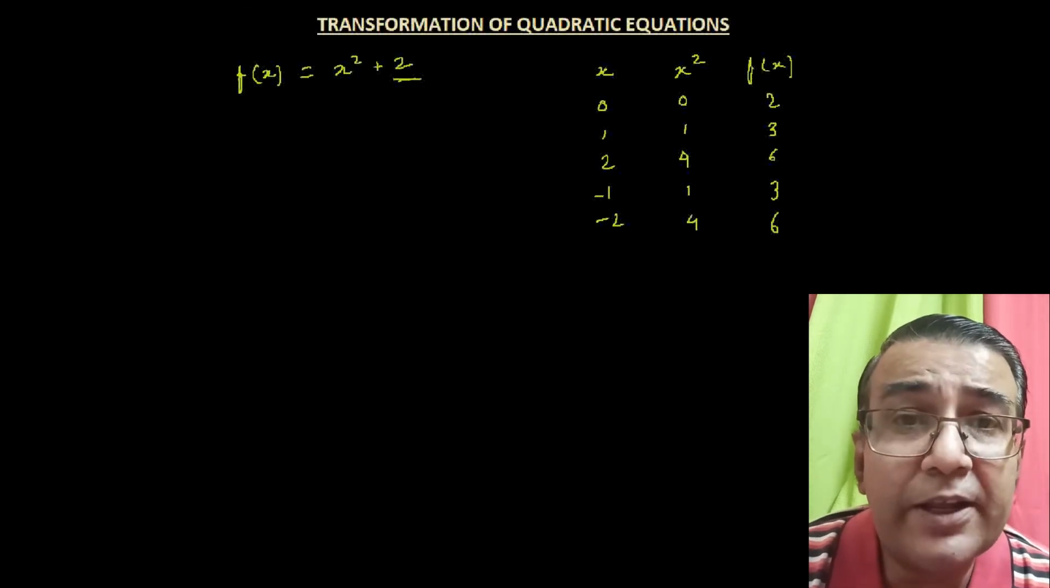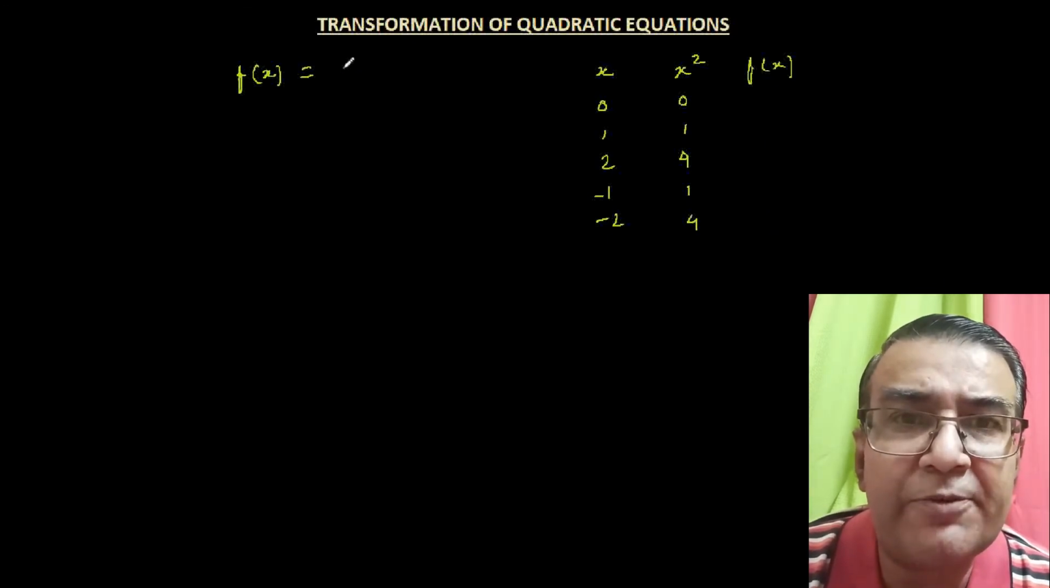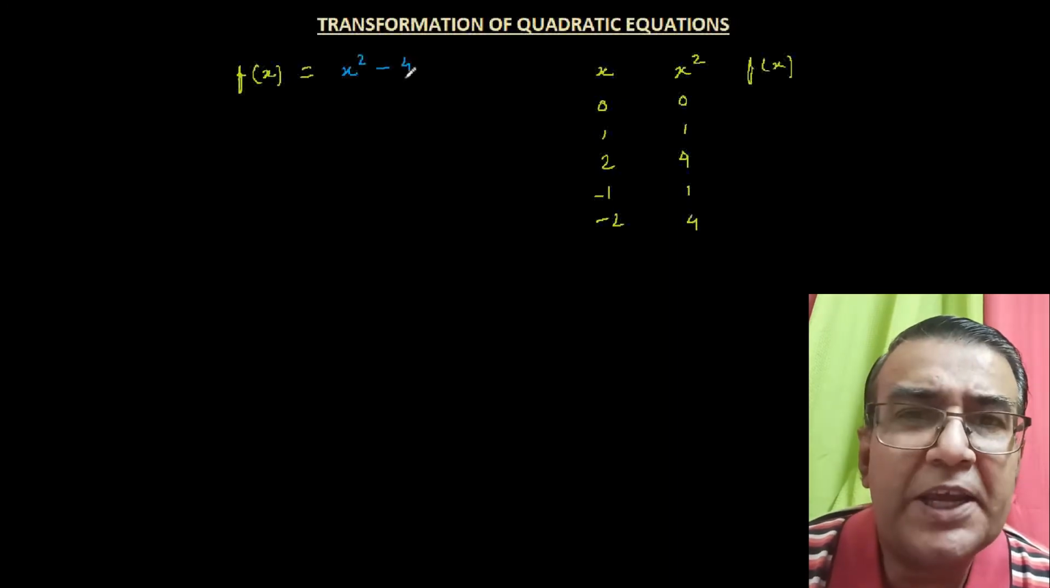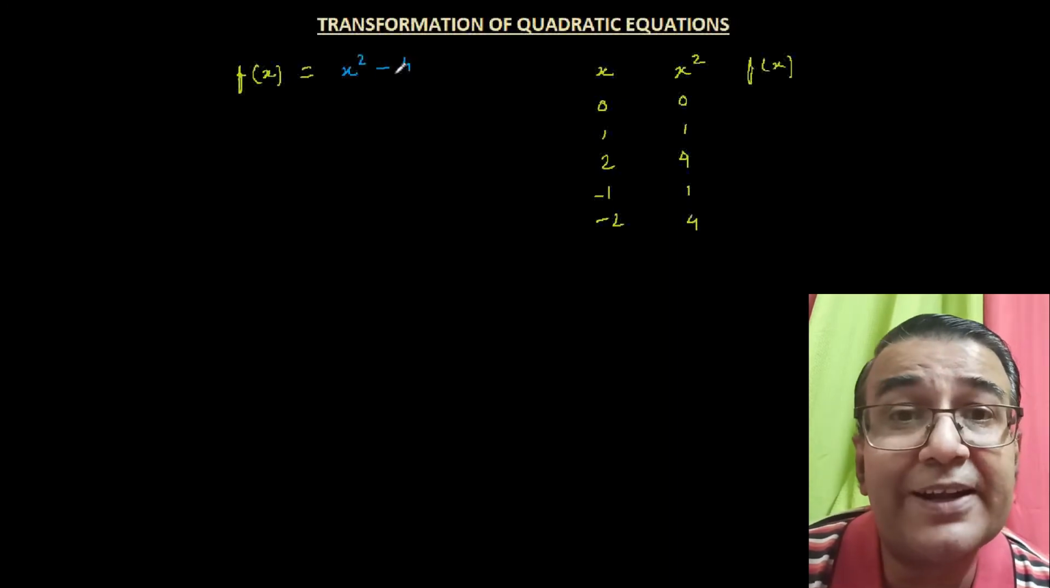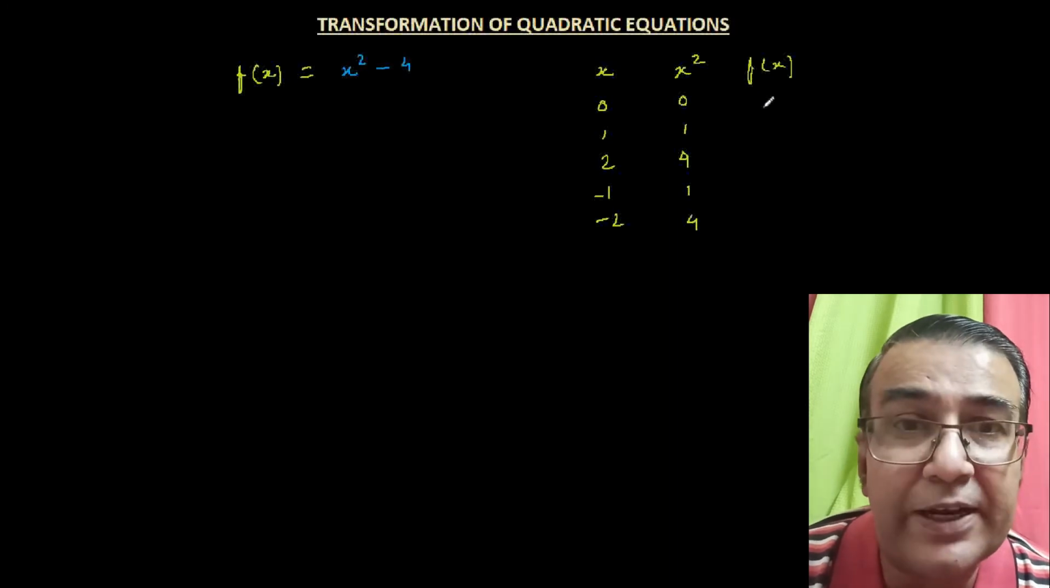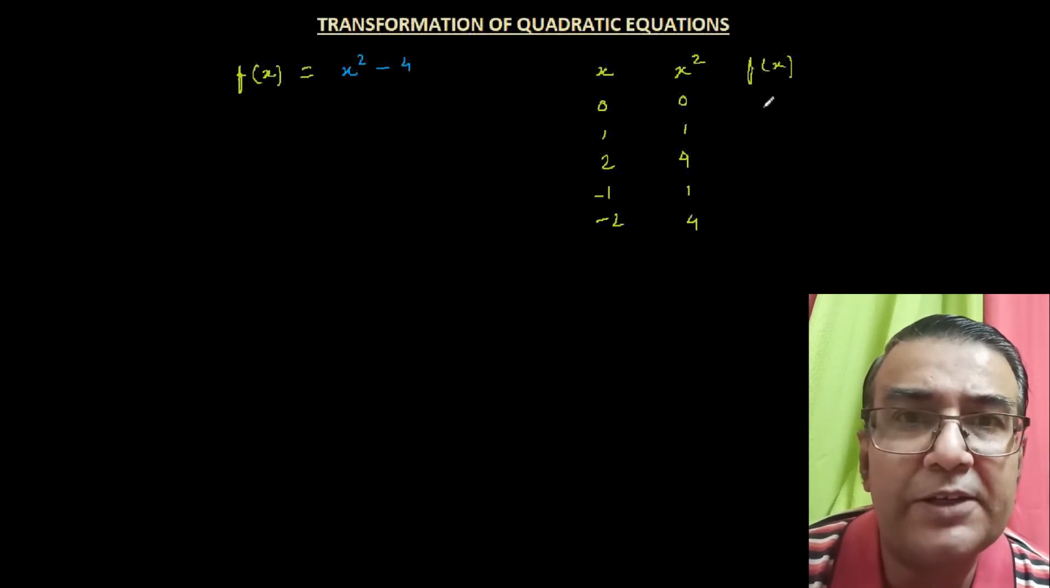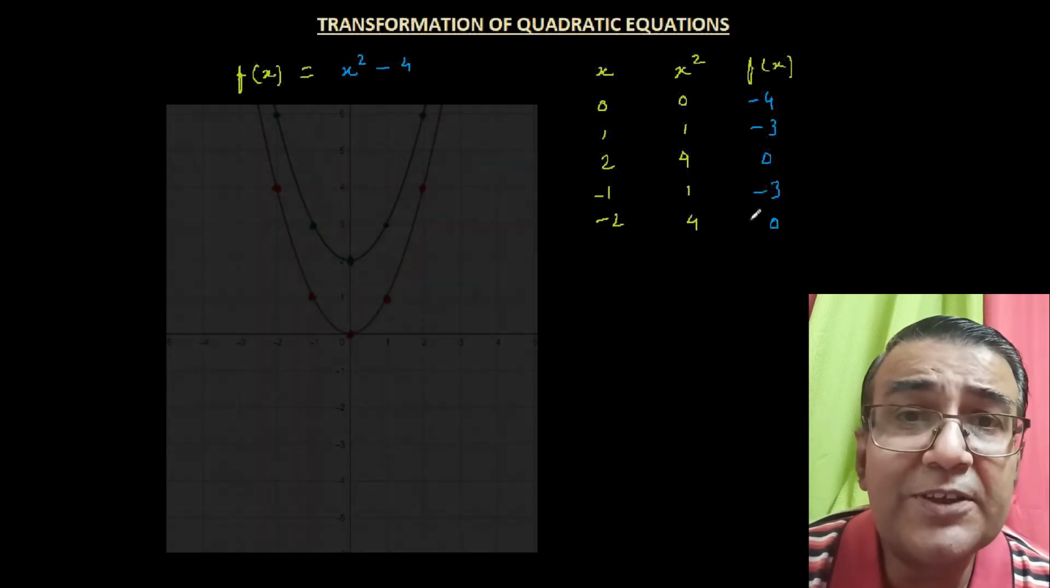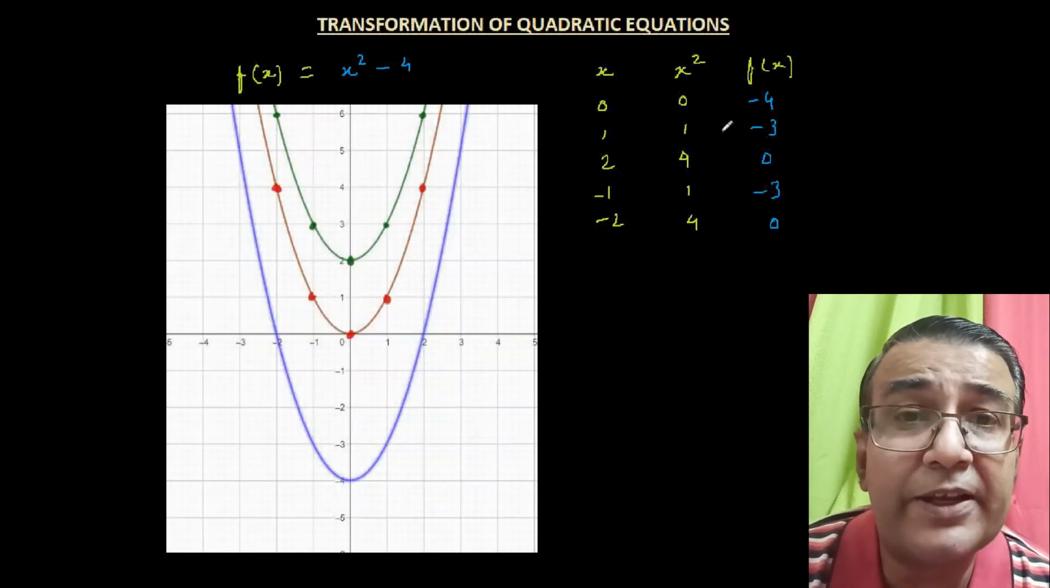Let's have a look at another quadratic function, which is f of x is equal to x squared minus 4. Now again, all we have to do is just subtract 4 from the values of x squared that we had. So 0 minus 4 is going to give me negative 4, 1 minus 4 is going to give me negative 3, 4 minus 4 is going to give me 0, again 1 minus 4 negative 3, and 4 minus 4 0. And the graph of this function would then look something like this.